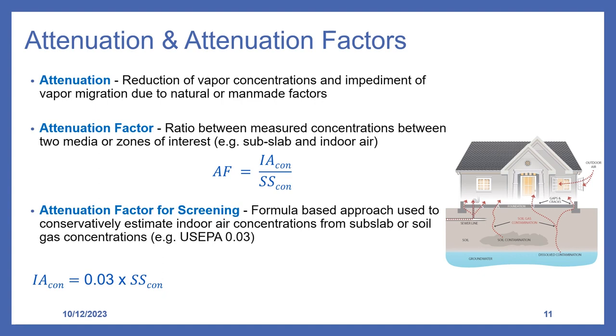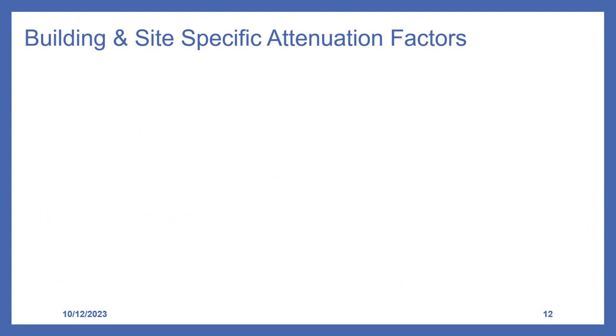In this example, we use the formula-based approach to estimate indoor air concentration using US EPA's default attenuation factor 0.03. So if we have a subslab soil concentration of 1200 micrograms per cubic meter, then we can estimate an indoor air concentration of 36 micrograms per cubic meter. Just remember that this approach should not be used to predict values, but to estimate a conservative value for screening. In addition to the generic attenuation factors discussed in the previous slide, building-specific and site-specific attenuation factors can be developed with a robust data set.